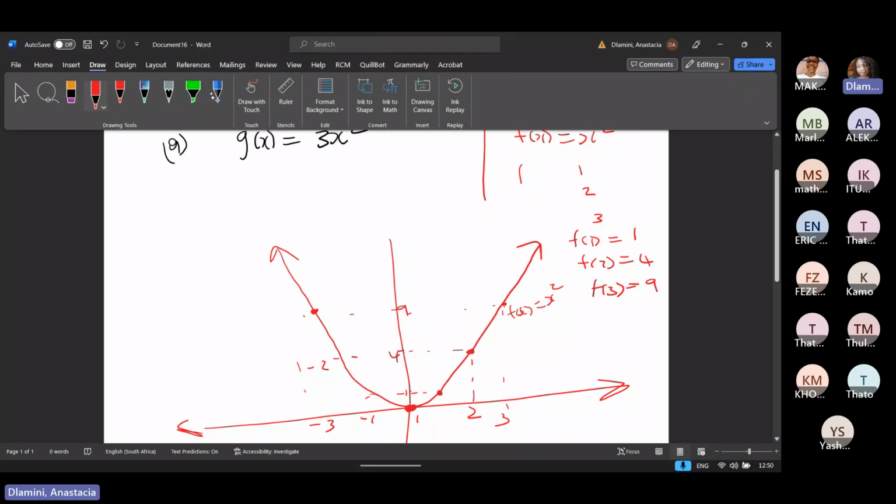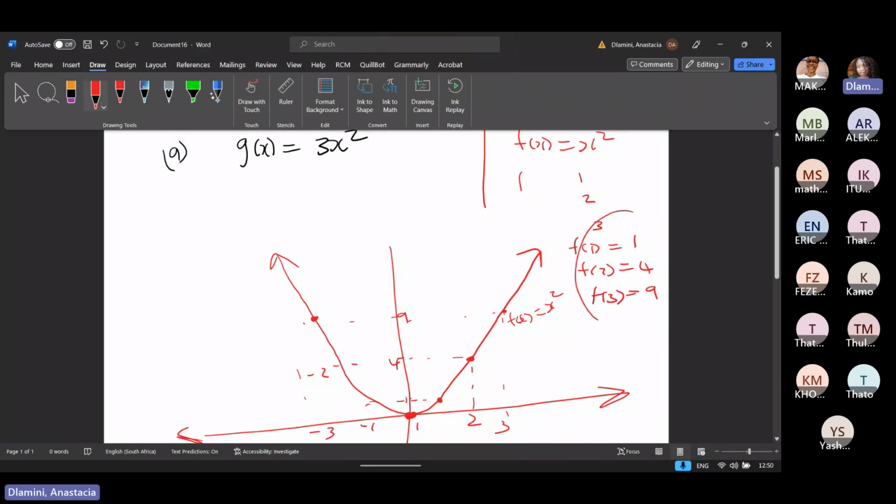Thank you. Now they are saying that this is the original function, isn't it?